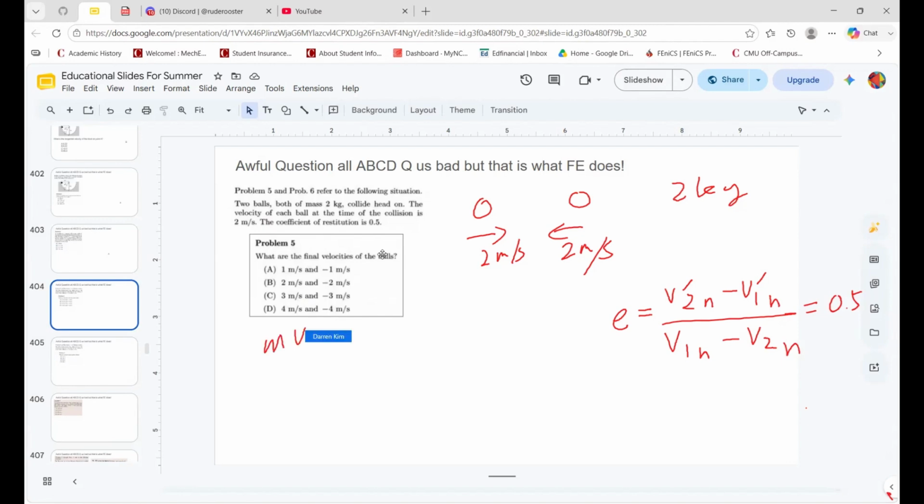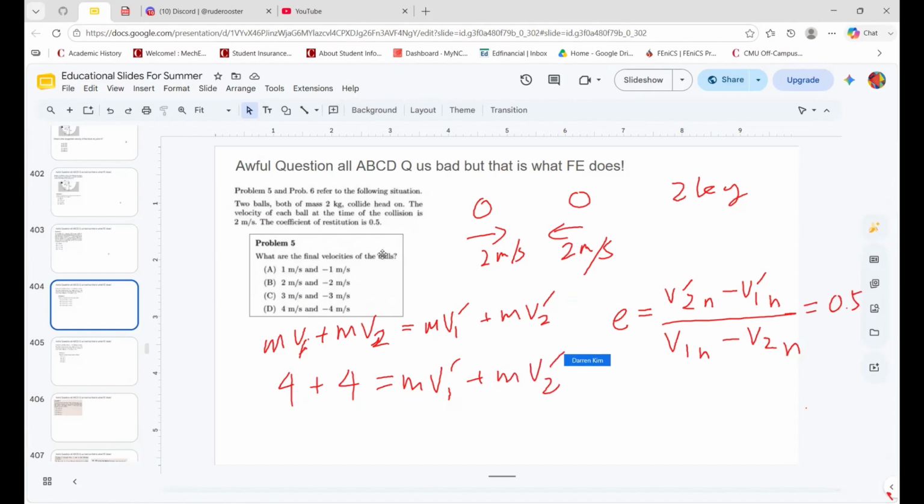So mv plus mv initial, this is before, equals mv prime 1 plus mv prime 2. I believe that is the correct way to write it. Before I do anything, let me just simplify some things. We know m is 2 kilograms. So we know that this over here is 4. There are two equations, two unknowns, so this is just a solution problem. So there's 2 over here, 2 over here, and this E is 0.5, and we know the beginning of it.